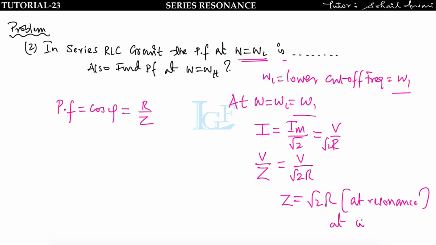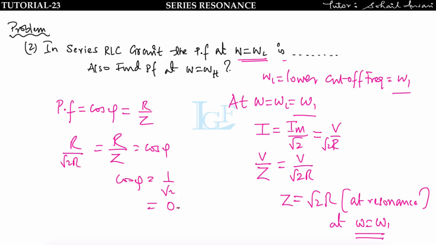And at omega is equal to omega 1, that is the lower cutoff frequency. So replace this here, you will get R upon Z is equal to cos phi, and now replace Z is equal to root 2R. So R upon root 2R, finally you will get cos phi is equal to 1 by root 2, that is equal to 0.707, and the angle phi is equal to 45. Now tell me whether it is leading or lagging. It will be leading. How am I getting leading?